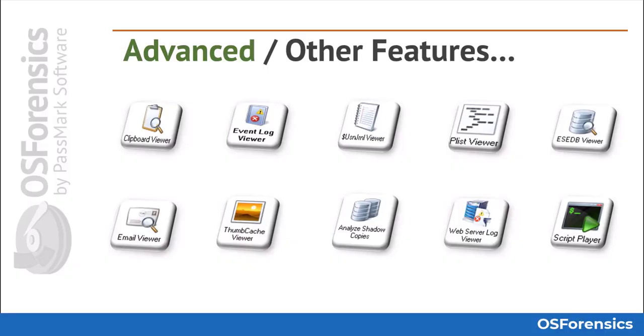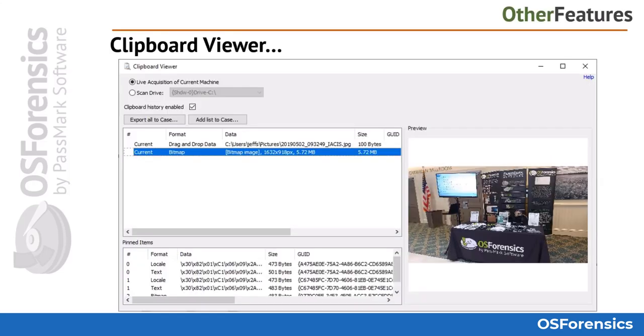Okay, so now let's take several minutes and review the remaining modules in OSForensics. The Clipboard Viewer allows the investigator to browse the contents stored in the clipboard on the live system, which can contain forensic artifacts of interest such as possible passwords, image files, and contraband files. In newer versions of Windows, a clipboard history is available which can provide up to as many as 25 items that have been previously added to the clipboard by the user.